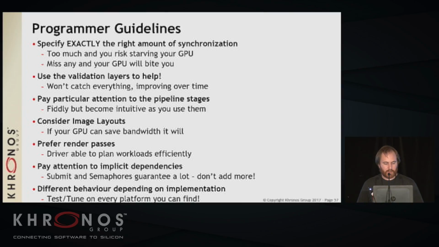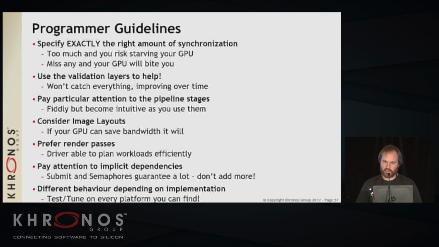So that boils down to a few rough programmer guidelines. I also struggled to get these on one slide, but I've done it somehow. The key thing, which is kind of annoying, is you have to specify exactly the right amount of synchronization, not too much, because if you do too much, you introduce stalls, and if you do too little, then things will go wrong, which is a pretty daunting task if you're coming at Vulkan from an OpenGL or older API background where everything's reference tracked for you. But the validation layers will help. They can catch quite a lot. They won't catch everything yet, but they are improving over time, and certainly they'll get some of the more common issues.